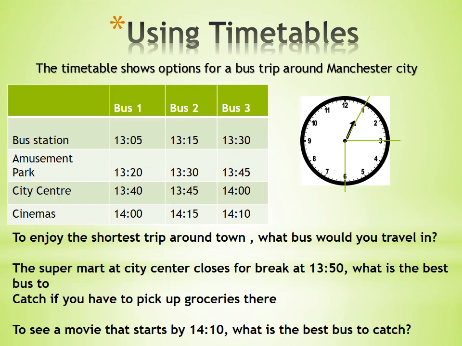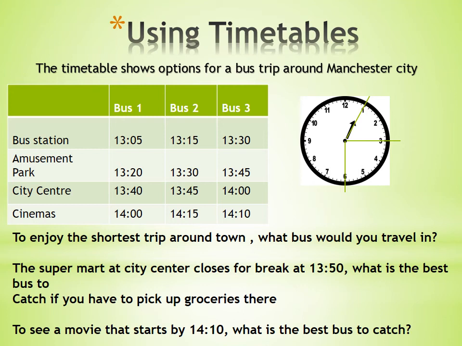Now, take a look at the clock I put up there to calculate the time. That's the reason I put the clock up there. The green lines we have, you can use them to count the minutes. The hour is all on 1, but the minutes: bus 1 is on 05, bus 2 is on 15, bus 3 is on 30.